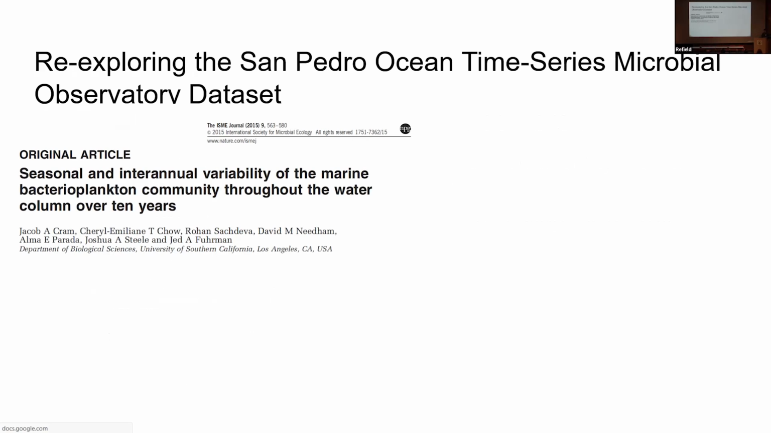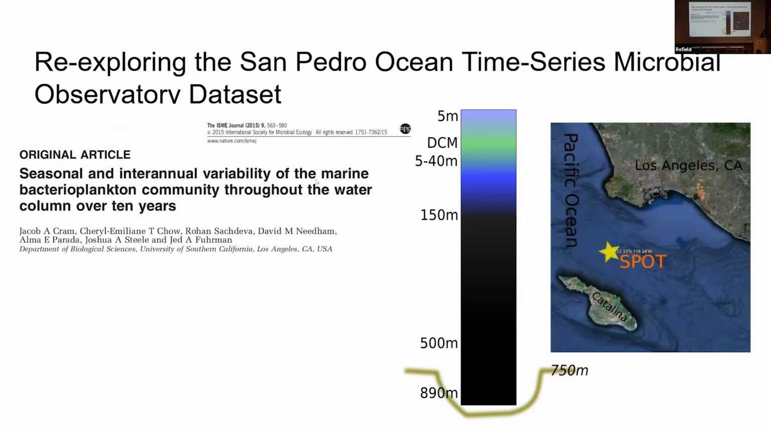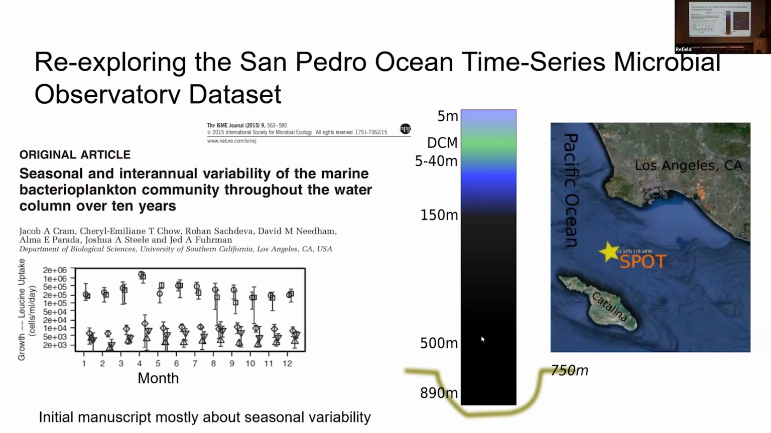So I want to re-explore this. I published this paper in 2015. It looked at seasonal community structure in the San Pedro Channel, just off the coast of California. We looked at the community structure at 5 different depths throughout the water column. And the point of the paper was to look at seasonal variability.